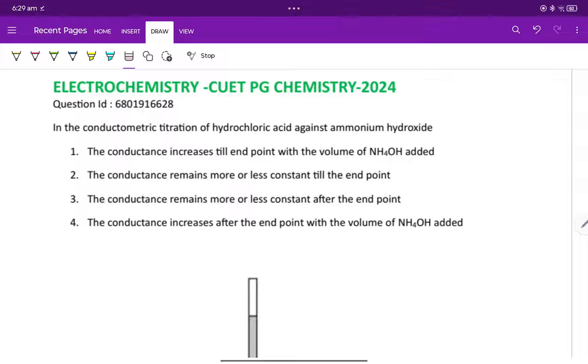This is a very simple question regarding the conductometric titration. You are asked to determine the conductometric titration of HCl against ammonium hydroxide, hydrochloric acid against ammonium hydroxide. So let us see. I'll be giving some tricks not only to solve this one but to solve all the acid-base titrations. So let us see how to solve it.